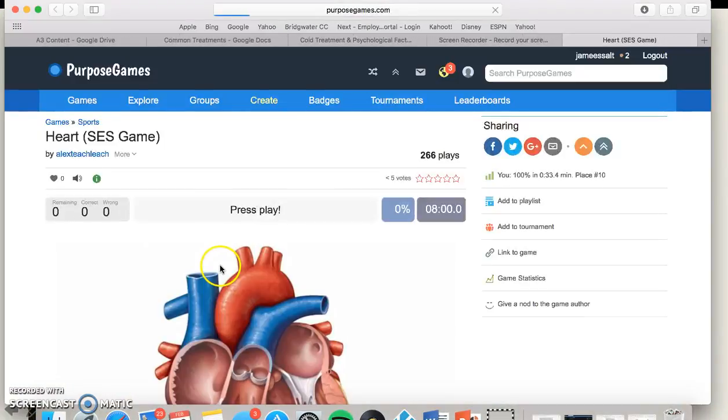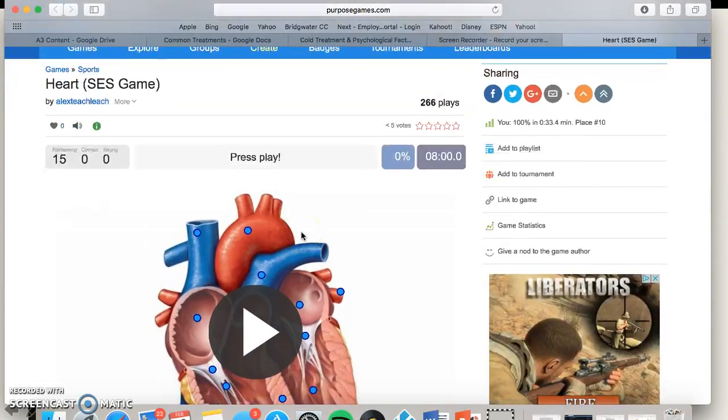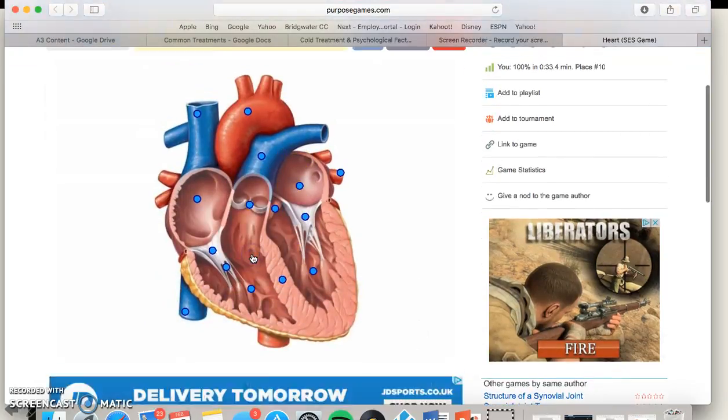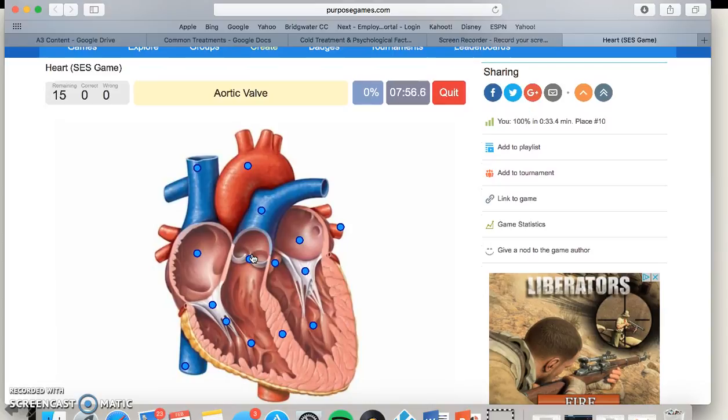So now on to the purpose game. I'll go through this purpose game and talk to you about it as I'm going through it. So firstly, the aortic valve is just here. This prevents the backflow of blood into the left ventricle. The pulmonary artery, which is just here. This delivers the deoxygenated blood to the lungs, from the lungs to the heart.